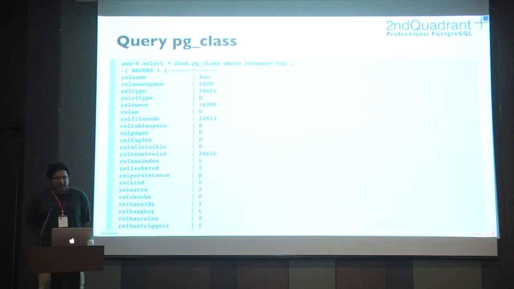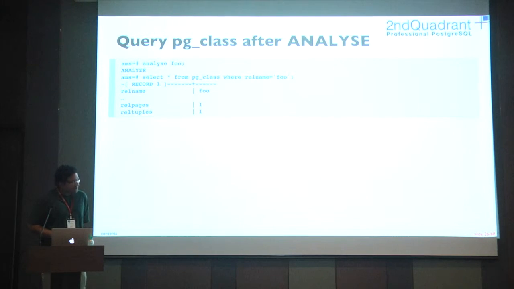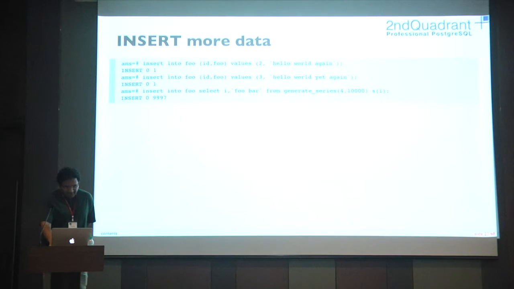So the job is done by the ANALYZE command, which, if we run, we can see that it scans the table and updates its relpages and reltuples values. In this case, you can see that the table has 1 page and 1 tuple. That value isn't always exact, and we'll look at why that is later in the talk.